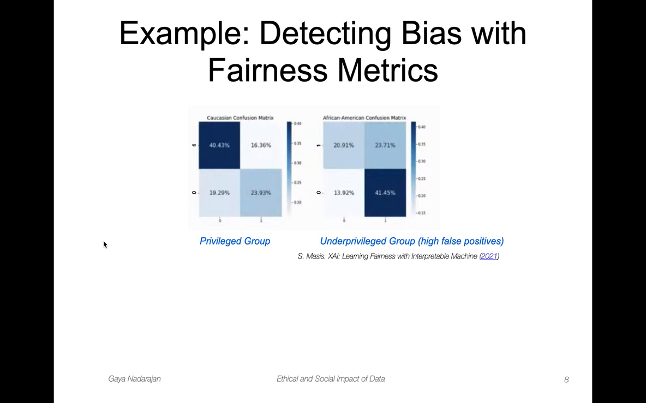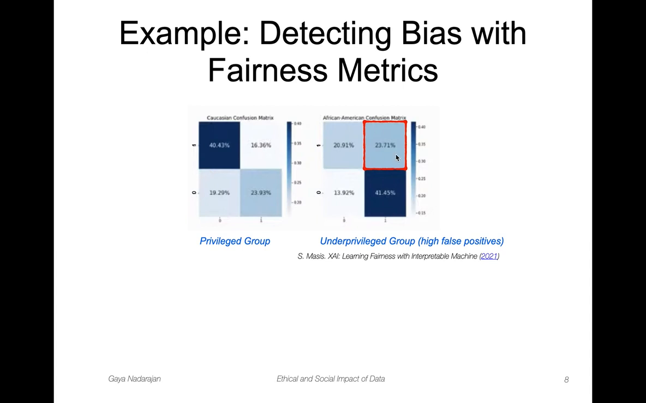So if we go back to the COMPAS problem, where we saw that the false positive and false negative cases were problematic, what people can do is divide that data set for the two different groups. For example, you have a privileged group and you have an underprivileged group. And if you were to see in this particular example, the false positive rate, or percentage, for your underprivileged group is fairly high.